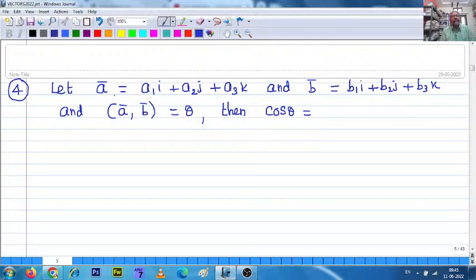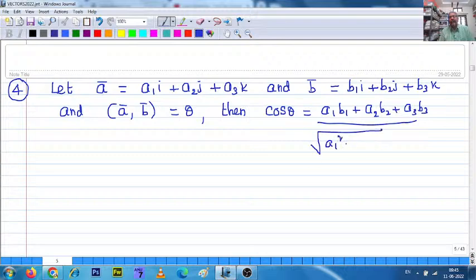Then cos theta is equal to a dot b by mod a mod b. What is a dot b? A dot b is equal to a1 b1 plus a2 b2 plus a3 b3, upon modulus of a, which is root of a1 square plus a2 square plus a3 square, times modulus of b, which is under root of b1 square plus b2 square plus b3 square. Clear? In this way we can find the cos theta value.